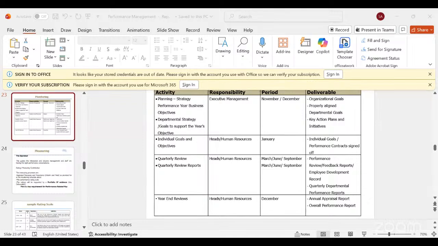Is it visible enough? Yes, very visible. So you see the full name of the individual, the staff number, the job title, the department. This employee is an administrative officer at the Career Services Center. The line manager is my good self. And the contracted period is January to December 2026.